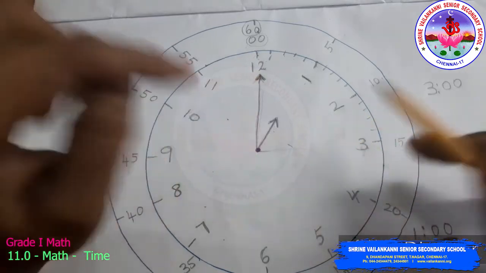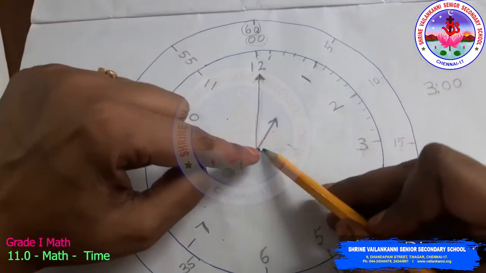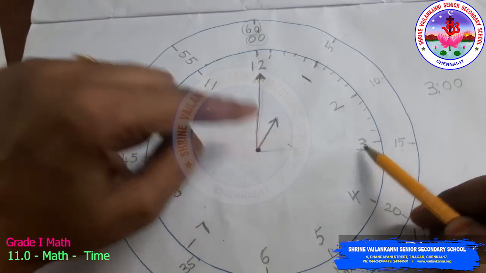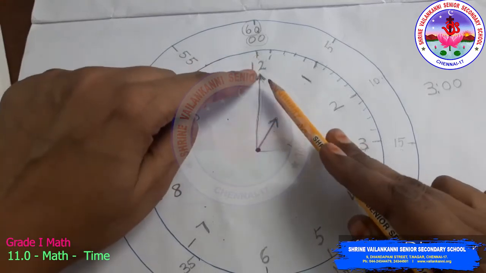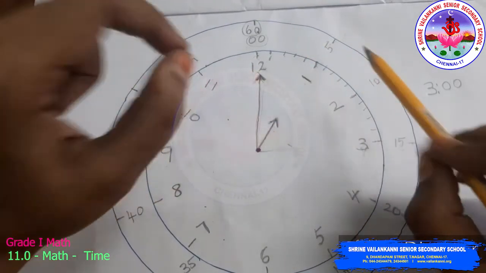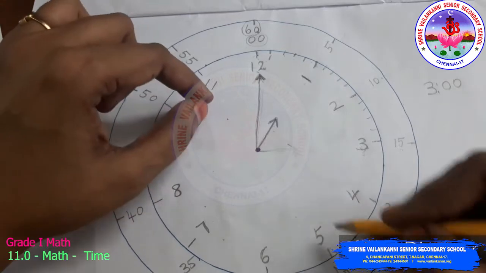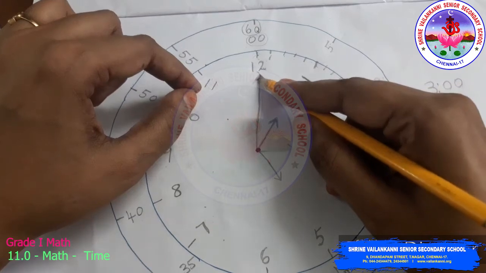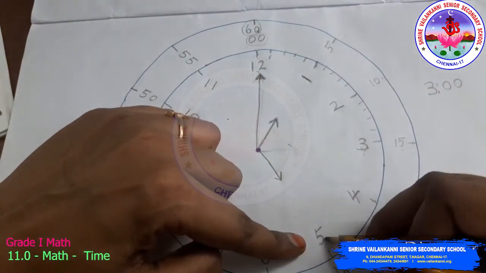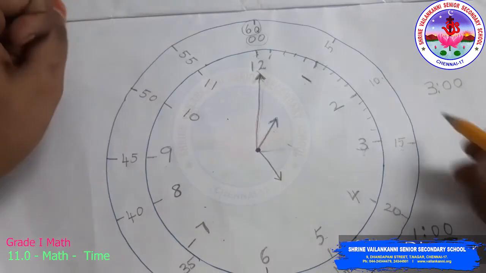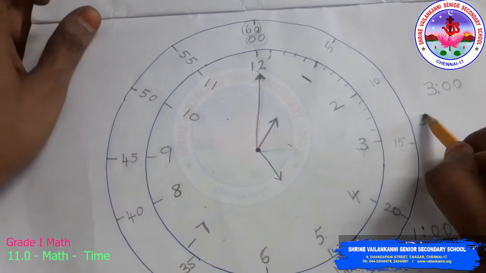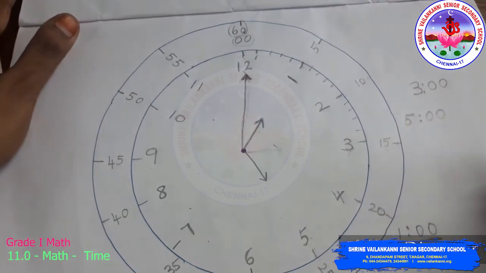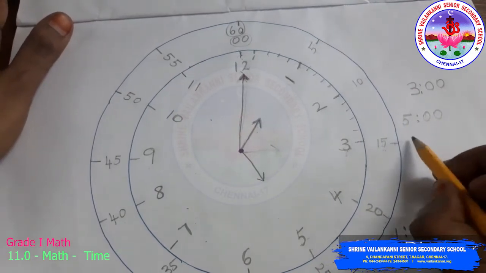So when you're reading an hour, the shorthand will point exactly, correctly at the number, and the minute hand will correctly point at 12. Okay, that is a perfect hour. 3 o'clock, see, it's pointing at 5 and the minute hand is pointing at 12. What time is it? 5. That is 5 o'clock. The hour first you have to write, and you have to keep 2 dots and add 2 zeros.